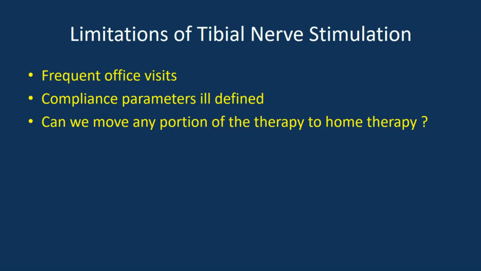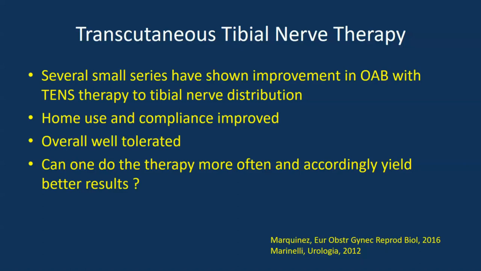And so that's where people have started using some transcutaneous tibial nerve therapy. So this is probably implying someone doesn't have a big edematous leg or have other challenges to their lower extremity, but now you can try a transcutaneous tibial nerve therapy, and that's been published in the literature. And so this is actually taking almost like a TENS unit, for those of you who are familiar with its use in back and other pain disorders. Home use is great. Compliance has improved. Overall, well-tolerated. Maybe you can start to even do this more often, and that's where the therapy has been done and pushed in other parts of the country, more so than in the United States.